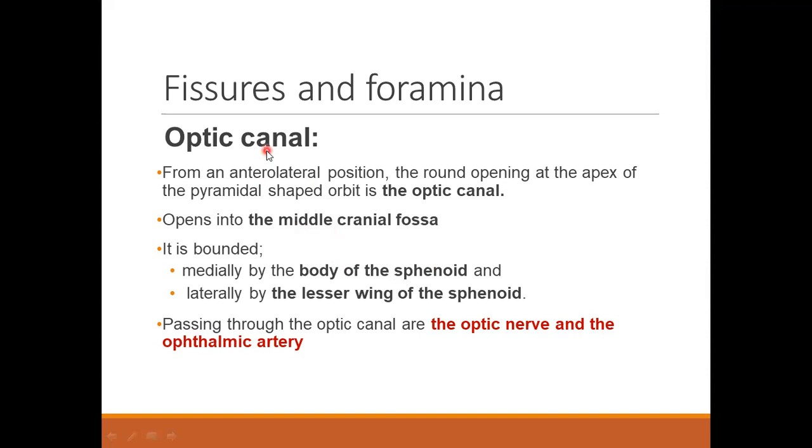Now there are some fissures and foramina. Number one is the optic canal. It opens into the middle cranial fossa. It is bounded medially by the body of the sphenoid and laterally by the lesser wing of the sphenoid. Passing through the optic canal are two structures: the optic nerve and the ophthalmic artery.